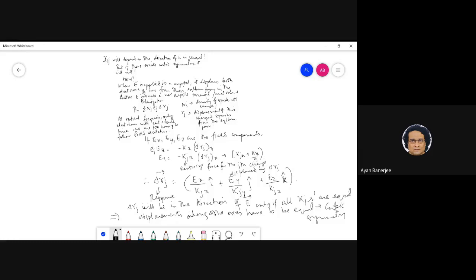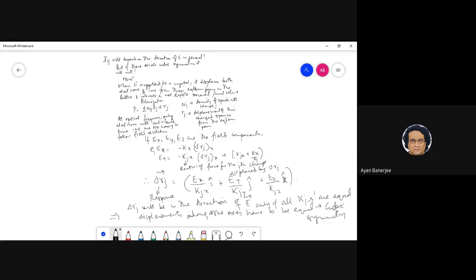Sir, I have a question. What if the ion could move finitely, even in that case? Hitesh, we are not taking ions. I'm saying that the response comes only from electrons.